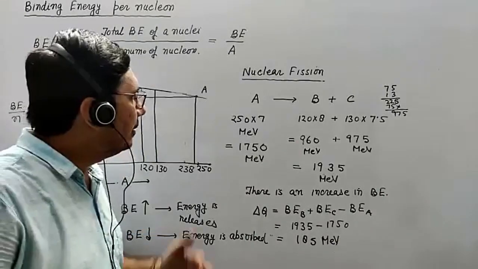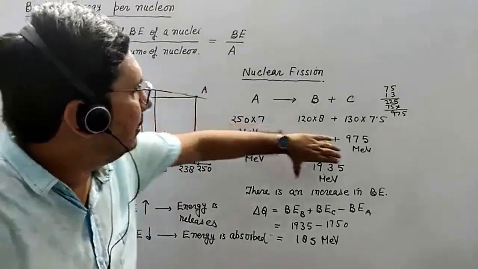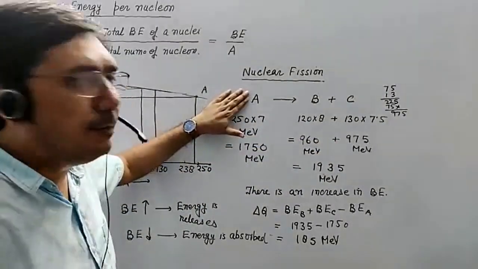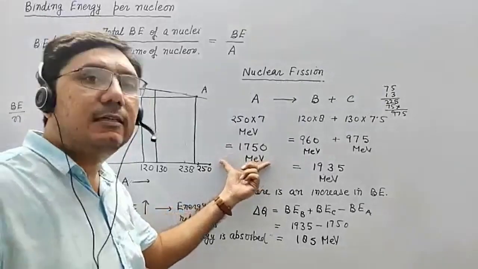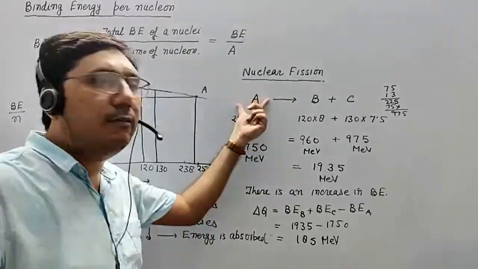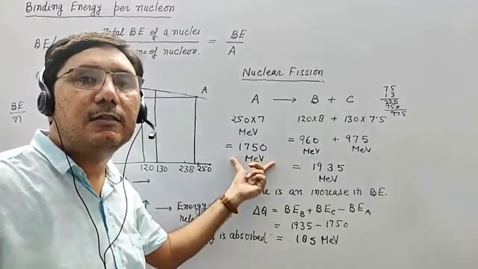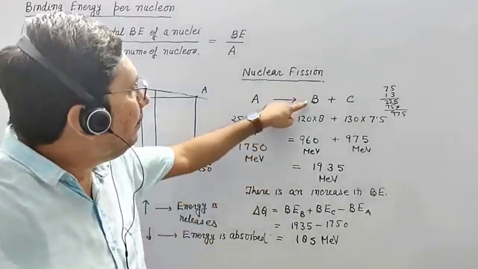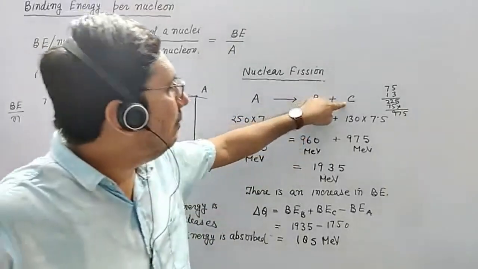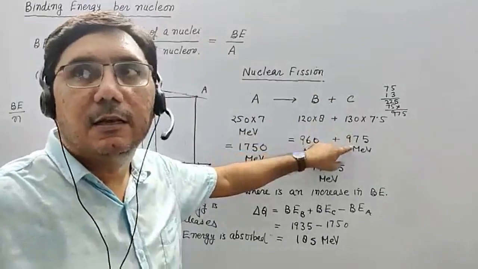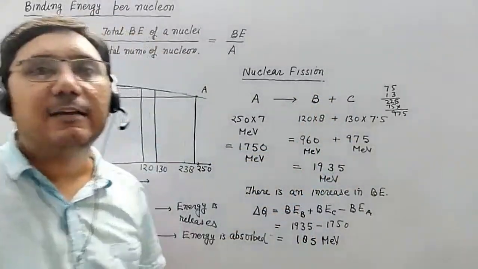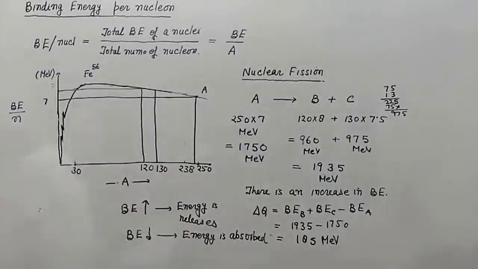Why is this energy released? Basically, we can understand from here, when A type of nuclei is formed, total energy released will be 1750. This is the meaning of binding energy. When this A nuclei is formed, this much amount of energy should be released. When B will be formed, this much energy will be released. When C will be formed, this much energy is released. So when B and C nuclei are formed, total 1935 MeV energy will be released.